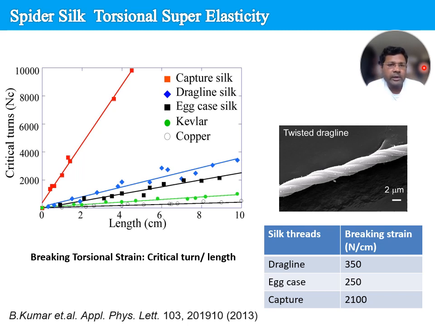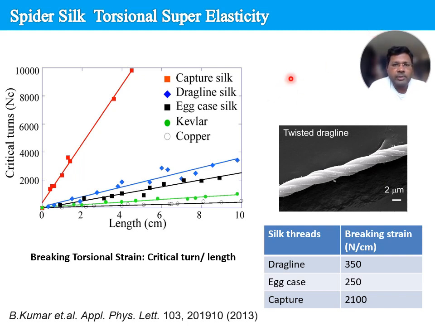We define breaking strain here as the number of turns a dragline or any thread absorbs before it breaks, per unit or per centimeter of length. We also confirm using some images that these twists are absorbed uniformly by the silk, dragline silk here specifically.